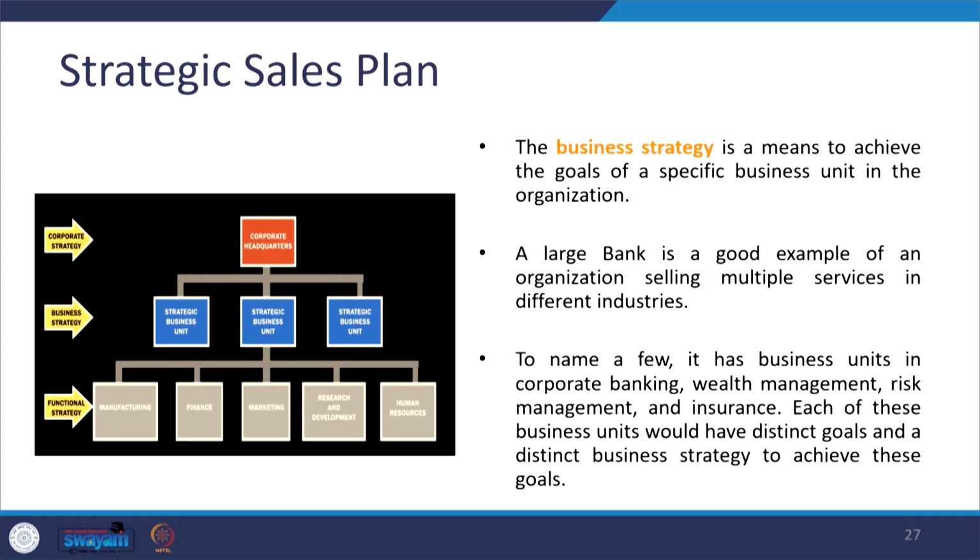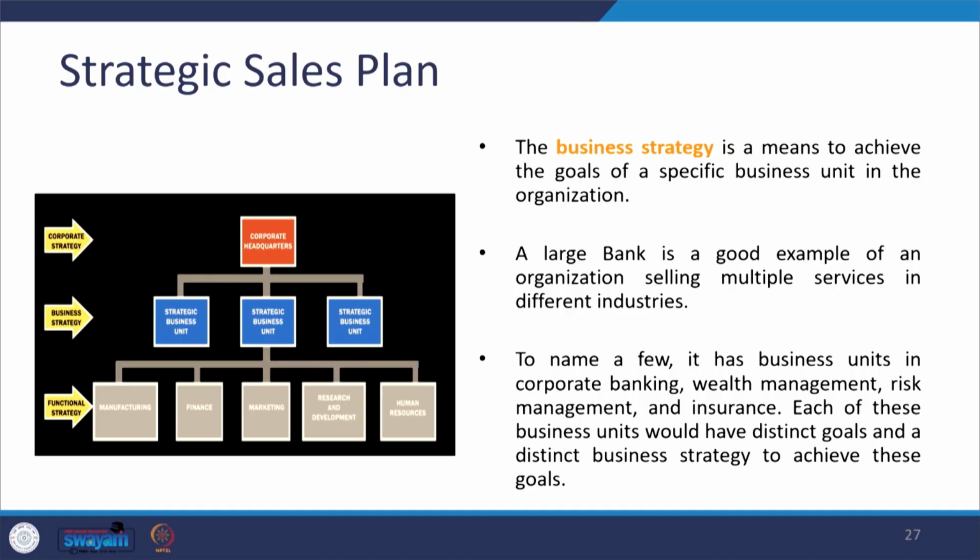Going further, a business strategy is the means to achieve the goals of a specific business unit in the organization. Let us take for example a large bank which has different kinds of business units. It's a good example of an organization selling multiple services in different industries. For example, general insurance versus life insurance. These are two different strategic business units having different kinds of goals and objectives to achieve. To name a few, let us say a bank has business units in corporate banking, wealth management, risk management, and insurance. So, each of these business units would have distinct goals and a distinct business strategy to achieve these goals.